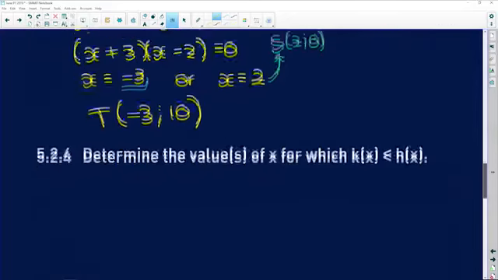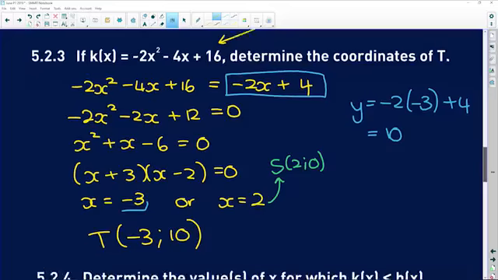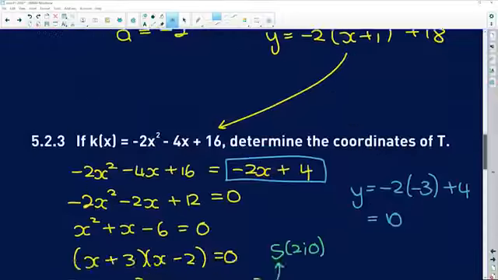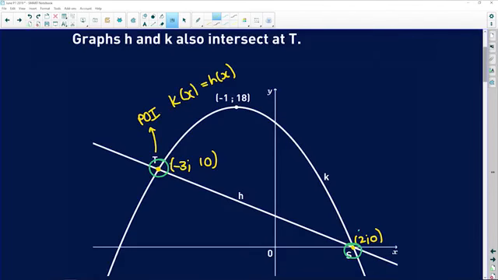So now, 5.2.4 says determine the values of x for which k of x, which was, I think, our parabola, is less than the linear function. So what does that mean? It means if you go and look at your graph, you want to see where the parabola, if you follow your graph from left to right, where the parabola sits below the linear function, okay? So if you look here, this is where they intersect. And that was at negative 3. And they also intersect at 2, okay?